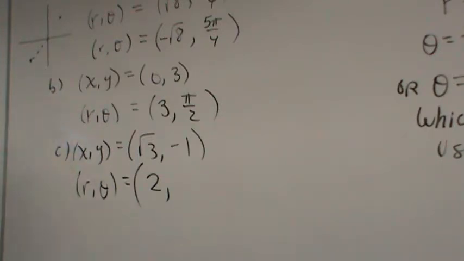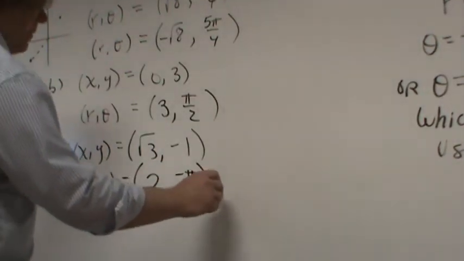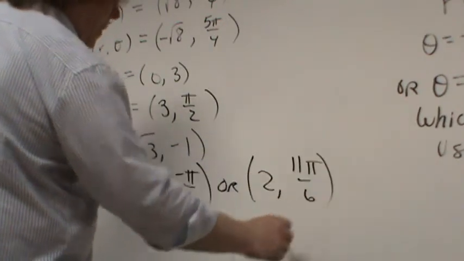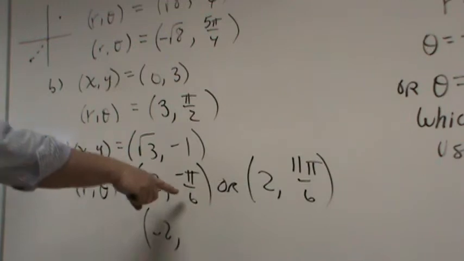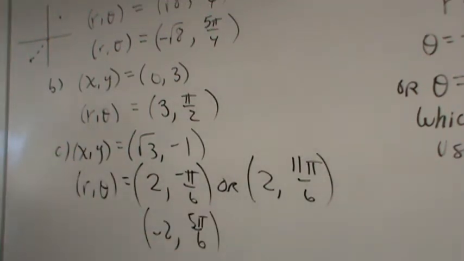But if I'm in degrees mode, I do inverse tangent of that, and I end up with negative 30 degrees. Then I would convert the negative 30 degrees to negative pi over 6. So you can call that negative pi over 6, or you can go 2 comma 11 pi over 6. Or if you prefer, you could go negative 2 comma, add pi to that, so now you're going to have 5 pi over 6. Those are all good.